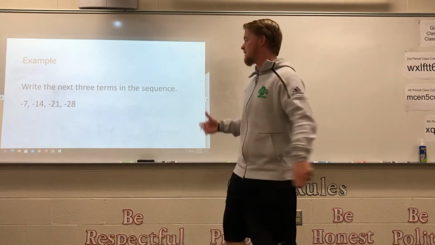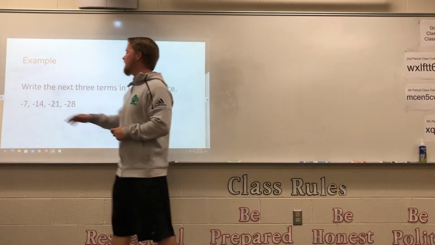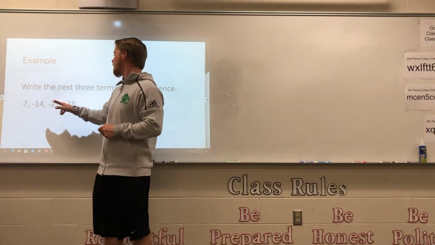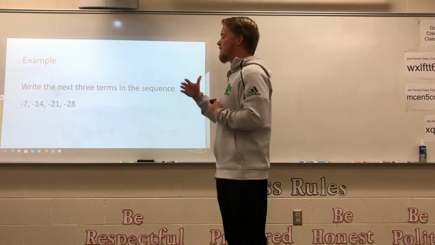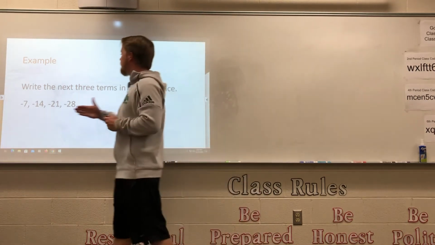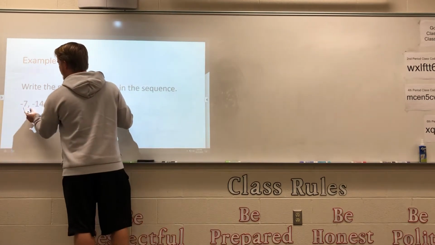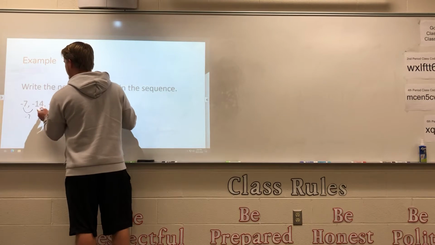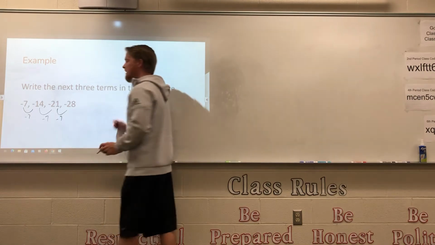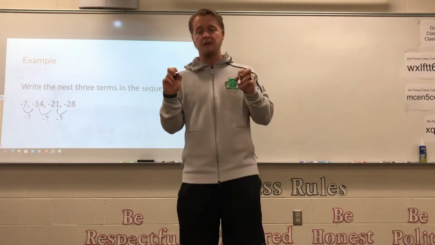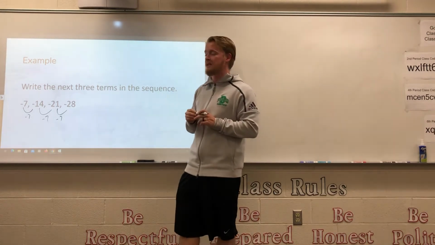Actually picking out the terms is pretty simple. It says write the next 3 terms in the sequence. You have negative 7, negative 14, negative 21, negative 28. It doesn't take a lot to realize what the pattern is here. Every time you are subtracting 7. From negative 7 to negative 14, you subtracted 7. From negative 14 to negative 21, subtract 7. Negative 21 to negative 28, you are subtracting 7. So your common difference in this arithmetic sequence is negative 7.